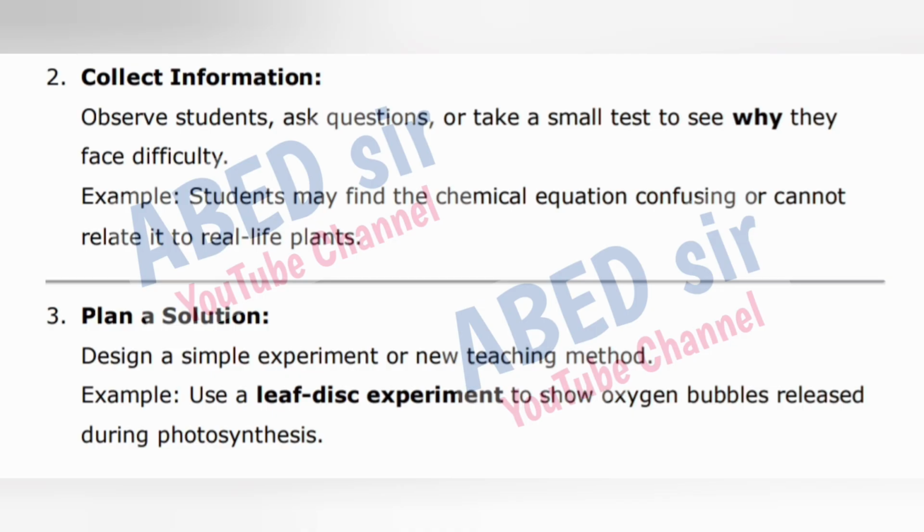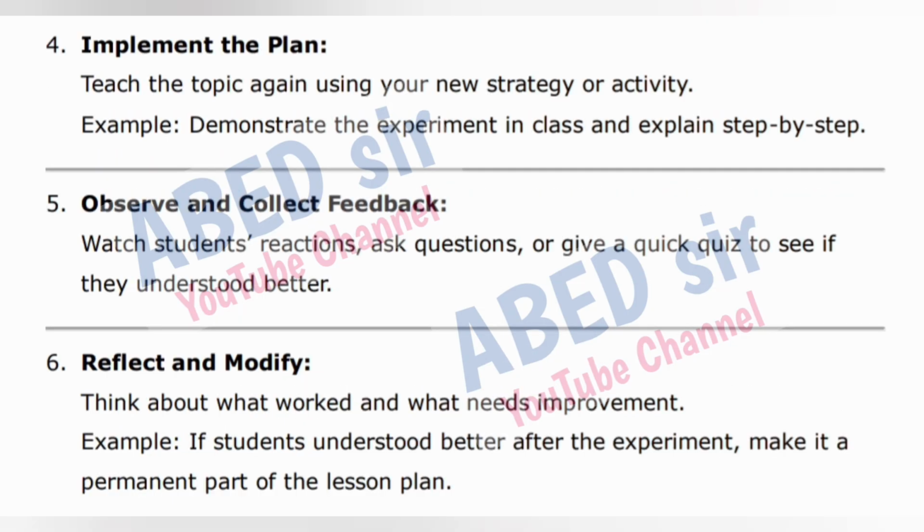3. Plan a solution. Design a simple experiment or new teaching method. Example: use a leaf disc experiment to show oxygen bubbles released during photosynthesis. 4. Implement the plan. Teach the topic again using your new strategy or activity. Example: demonstrate the experiment in class and explain step by step. 5. Observe and collect feedback. Watch students' reactions, ask questions, or give a quick quiz to see if they understood better.